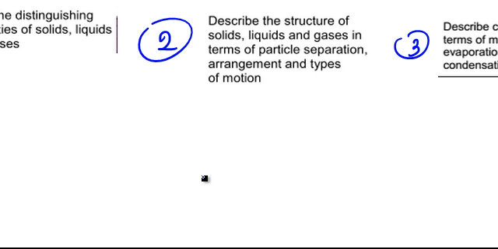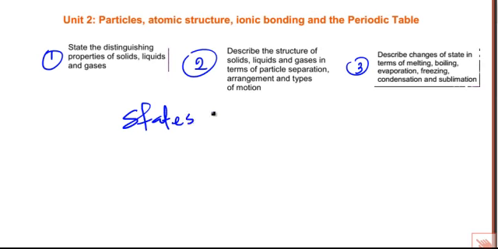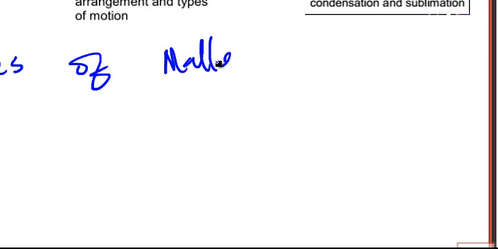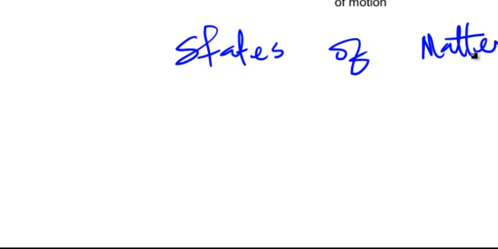Of course, we know that there are three states of matter. So we'll start from that. States of matter. When we say matter, of course, we know that it is anything that has mass and occupies space. So every object that we can lay our hand on, or even those that we cannot see or touch, if they exist, we still regard them as matter. So there are three states of matter.